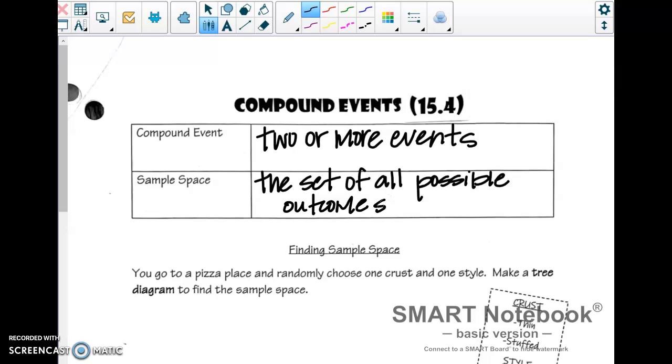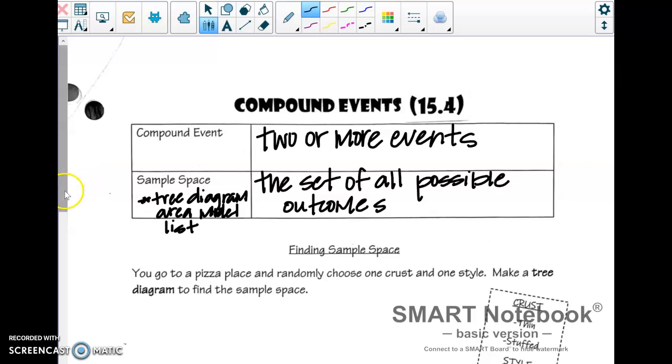So to find the sample space, we usually use what's called a tree diagram or an area model. Or you could just make a list of all the things that could possibly happen. But those are the things that we're going to look at today, is how to find the sample space by using these different probability models like tree diagram, area model.